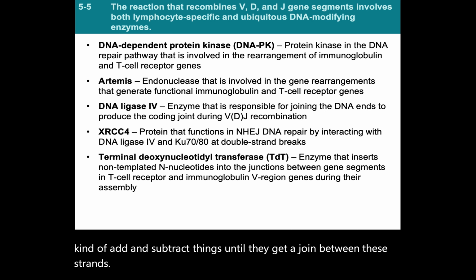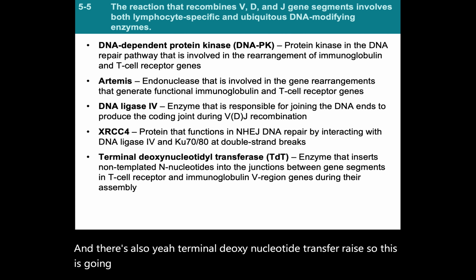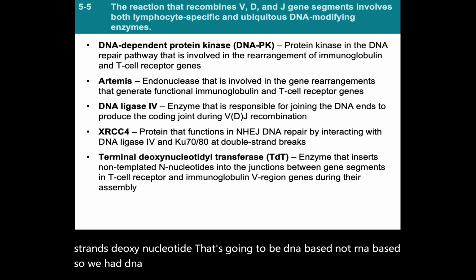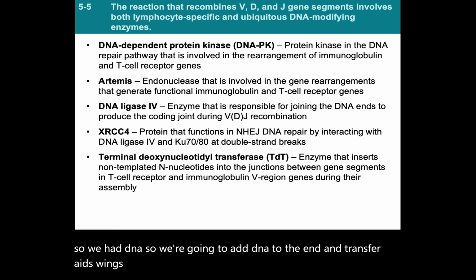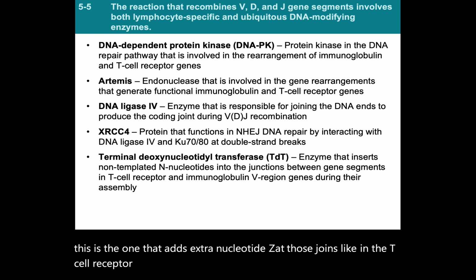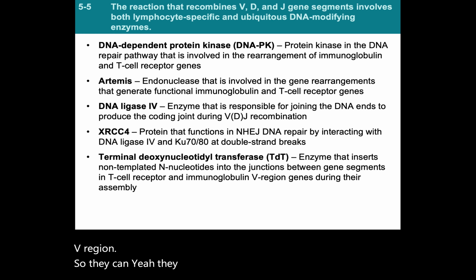Then there's also terminal deoxynucleotide transferase. So this is going to work at the end of a strand. So think the end of a broken strand. Deoxynucleotide, that's going to be DNA based, not RNA based. So we're going to add DNA to the end, and transferase means we're actually transferring that DNA to the end. So this is the one that adds extra nucleotides at those joins, like in the T cell receptor and immunoglobulin V region. So they can lead to that increased diversity, the non-templated diversity.